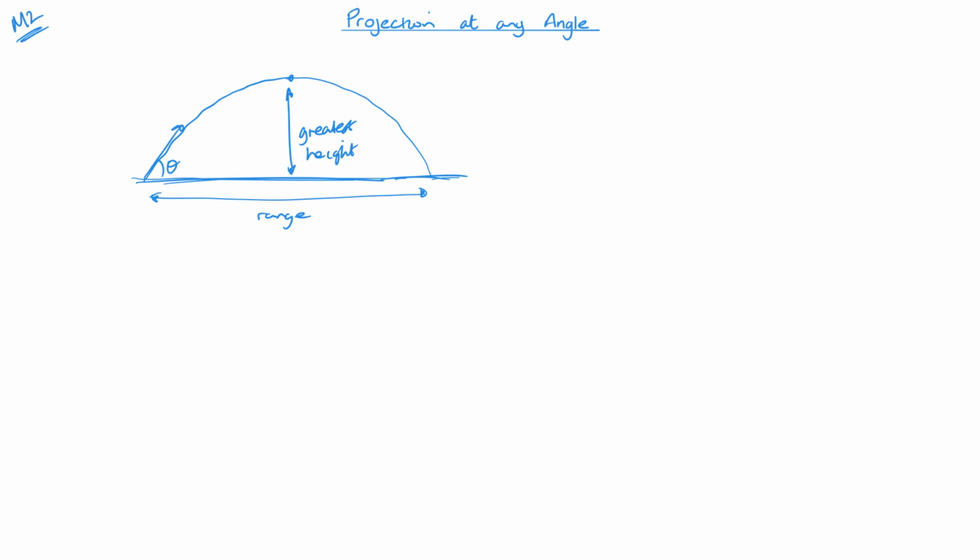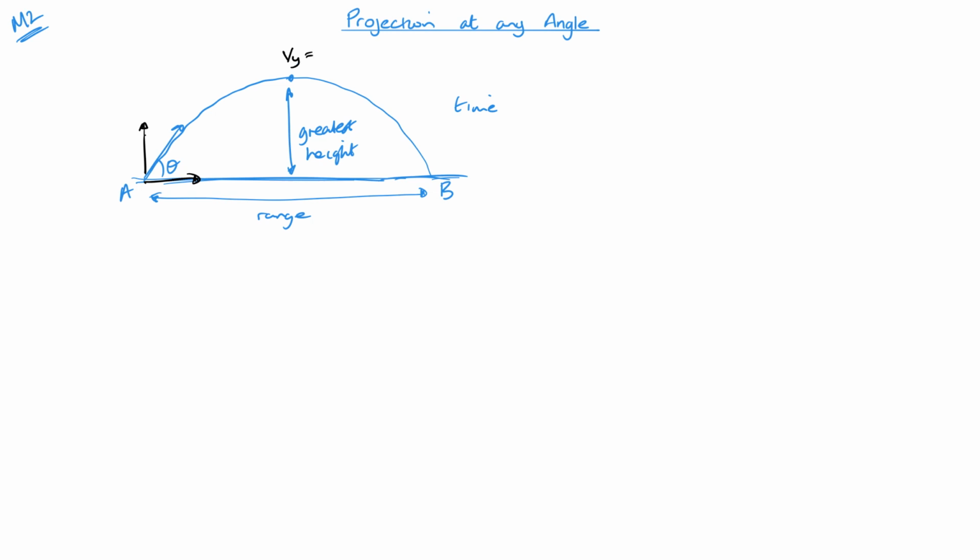So it's really about splitting this up into its horizontal and vertical components, looking at what happens under gravity, also looking at things like time of flight. So the time it takes to get from point A to point B, for example, if I call those A and B, and everything in between.